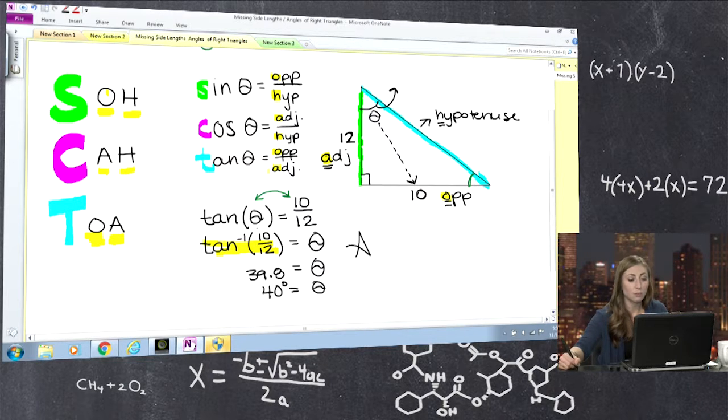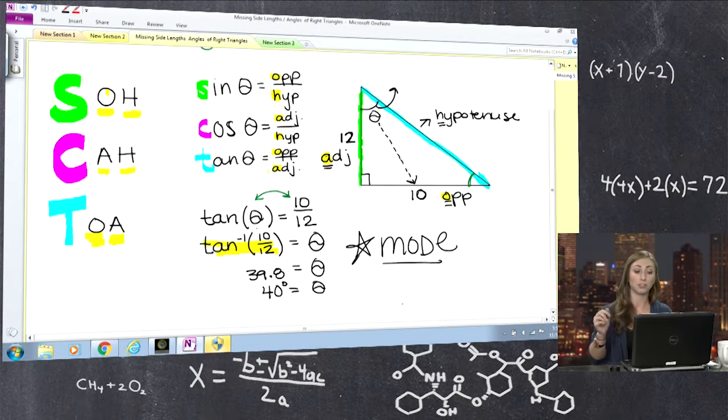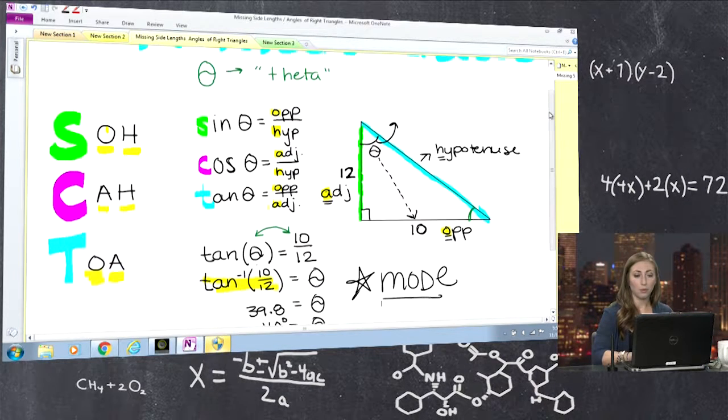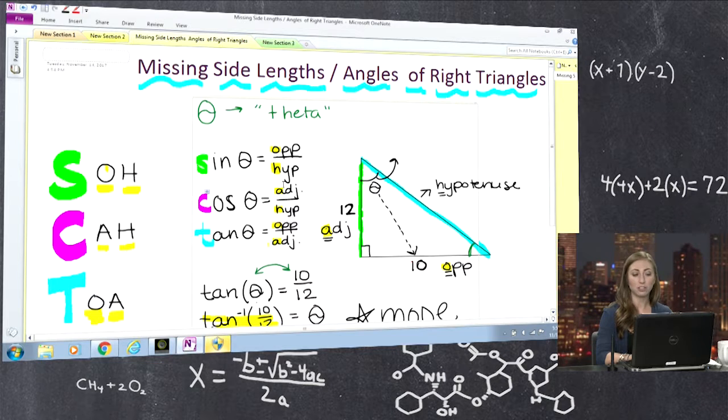Also, I should have said this: be sure to check your mode. Get in the habit of doing that. Make sure your calculator is in degree mode. That's really important because it'll give you completely incorrect answers if you don't. So there's an example, just to sum up what we just did. It's an example of how we can use the definitions of the three basic trig functions, sine, cosine, and tangent, to help us find missing side lengths and missing angles of right triangles. And the way to remember that is with that silly word that I said at the beginning, Sohcahtoa.